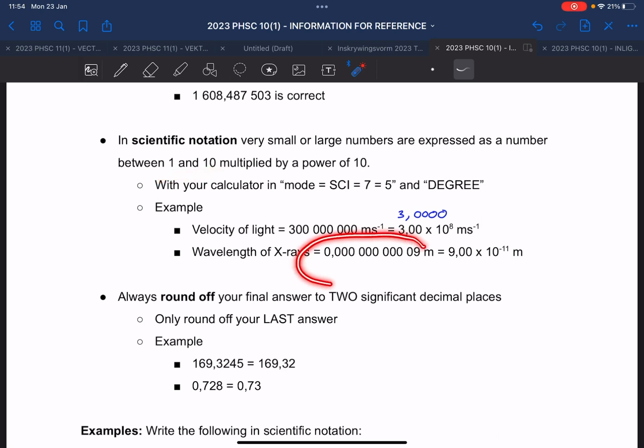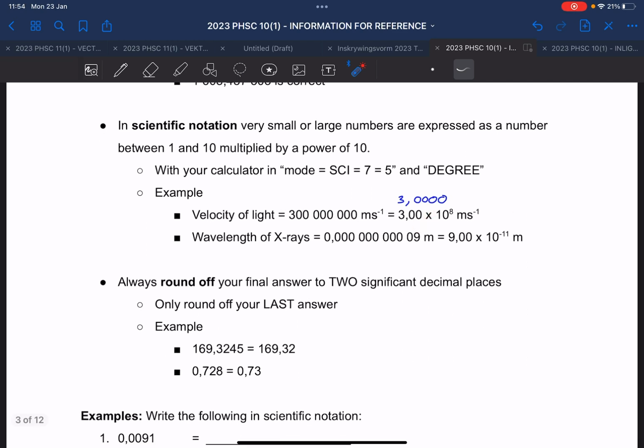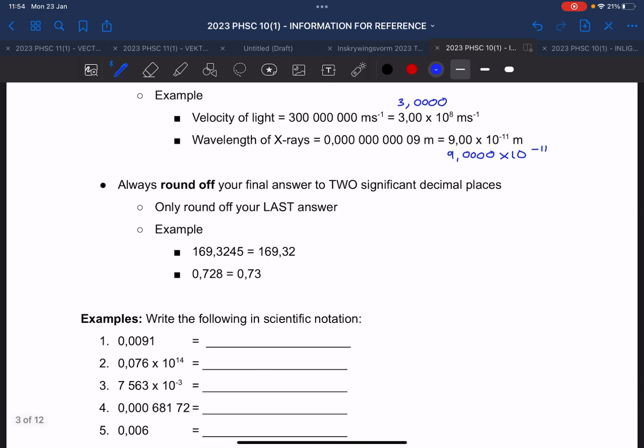So for the wavelength of X-rays, if you type into your calculator 0 comma, then 10 zeros, and then you press a 9, and you press equal, it will actually read 9,0, so you'll see 5 things times 10 to the power negative 11. All right, and then we always round off our final answer to 2 significant decimals.